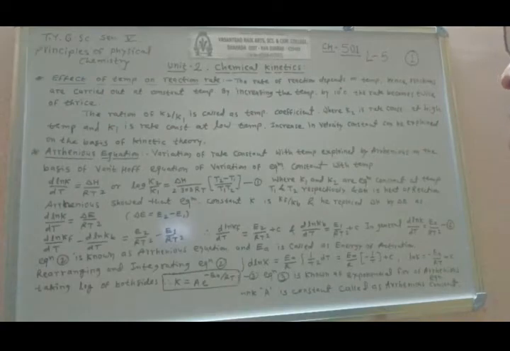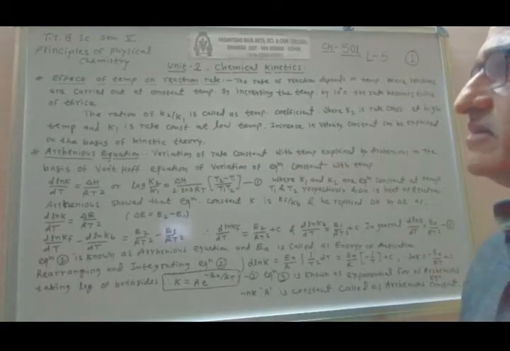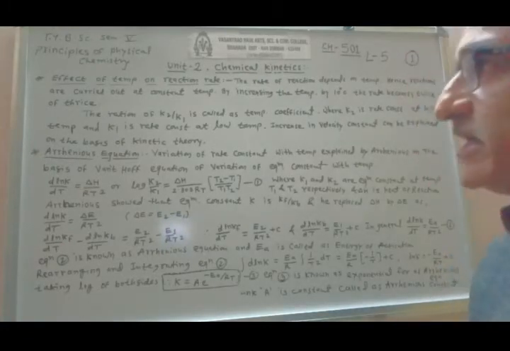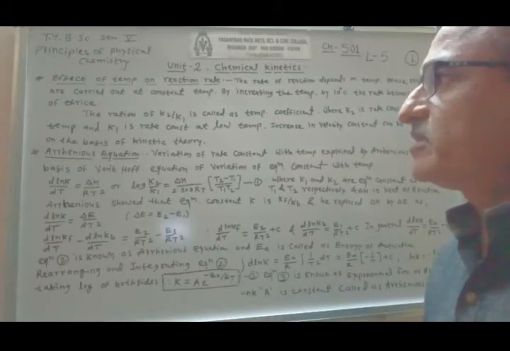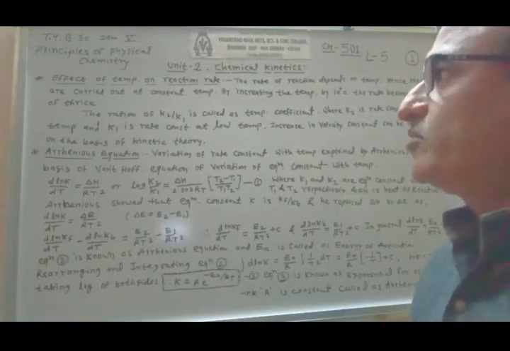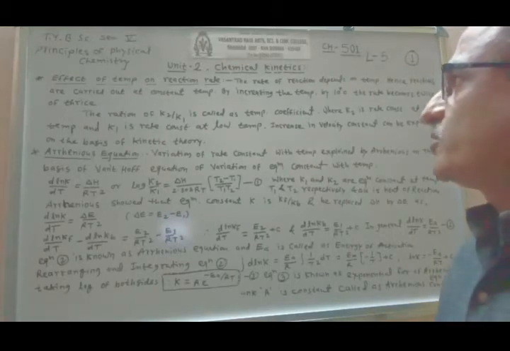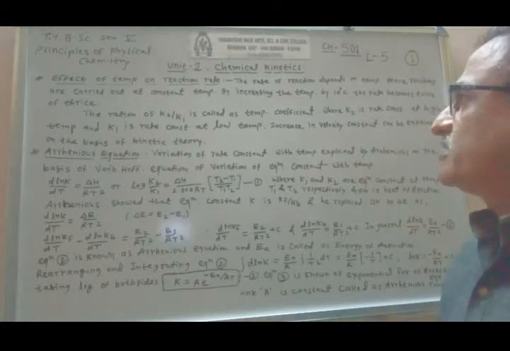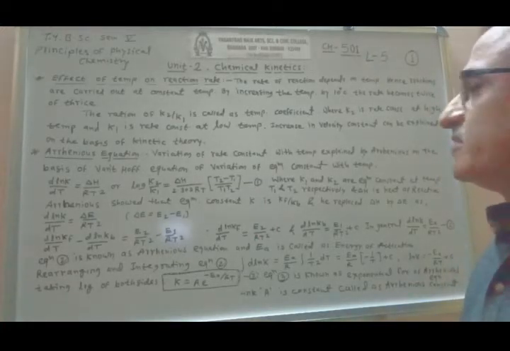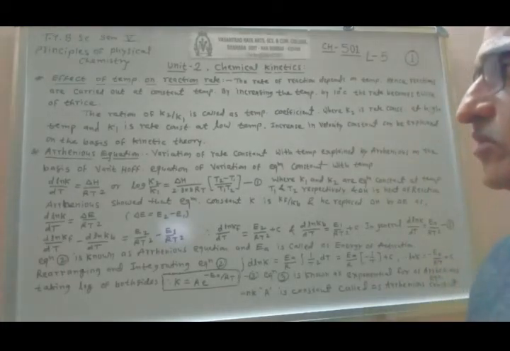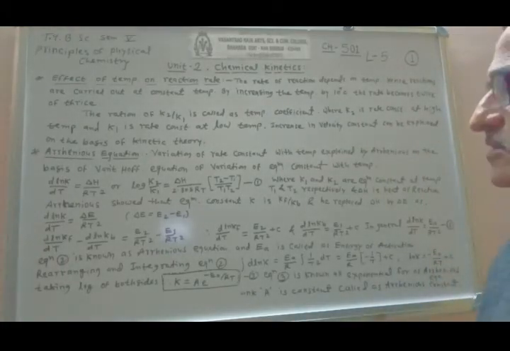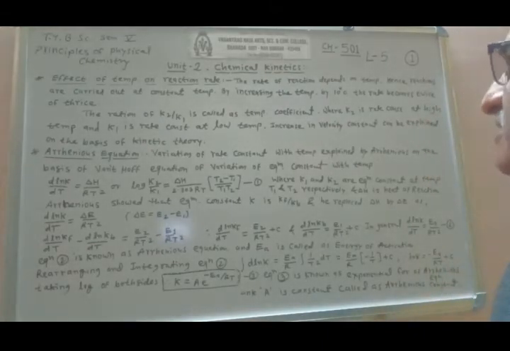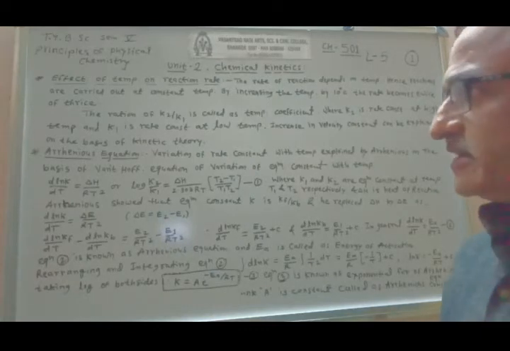The rate of reaction depends on temperature. Hence the reactions are carried out at constant temperature, because as the temperature increases, the kinetic energy of the molecules increases, and due to this the rate of reaction also increases. By increasing the temperature by about 10 degrees centigrade, the rate of reaction will become twice or thrice.